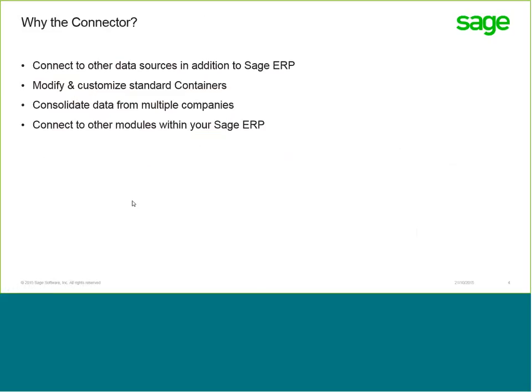So let's talk a little bit about why would we use the connector, okay? What is the connector for? We're going to get right into what it is and how you would use it. So the connector, first and foremost, enables you to connect to other data sources in addition to your Sage ERP. So you only need one connector module when you use Sage Intelligence. So that's unlike Report Manager or Report Viewer. Those two are required per site. But for the connector module, you only need one.